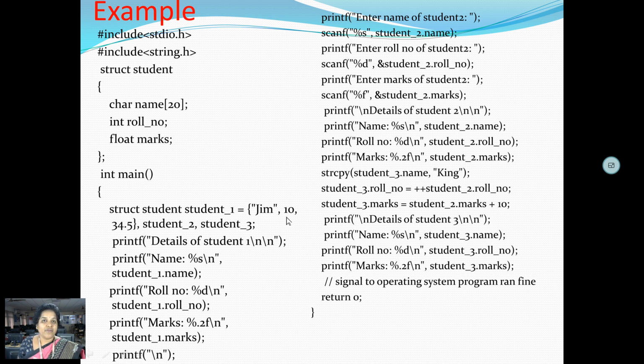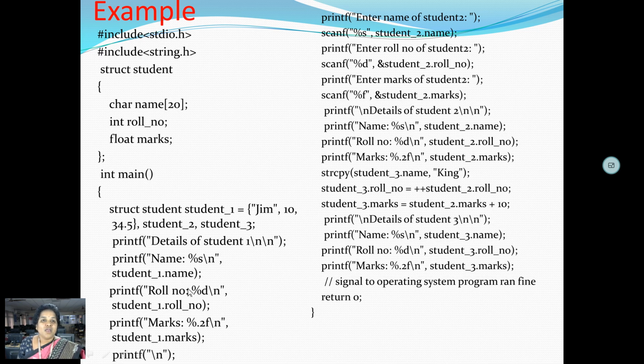Here student 1 is assigned values like Jim, 10 and 34.5. In this there are three structure members: name, roll number and marks, where all three are of different types, not of the same type. That is the example of the structure. Now a structure will contain a collection of different types of data.